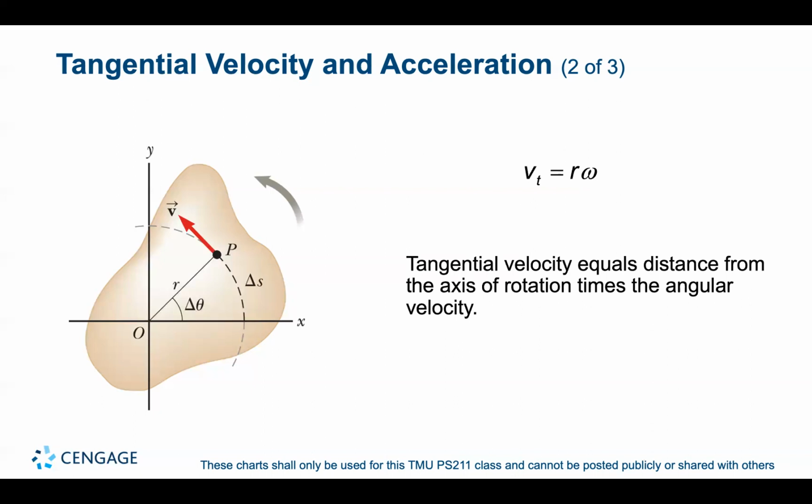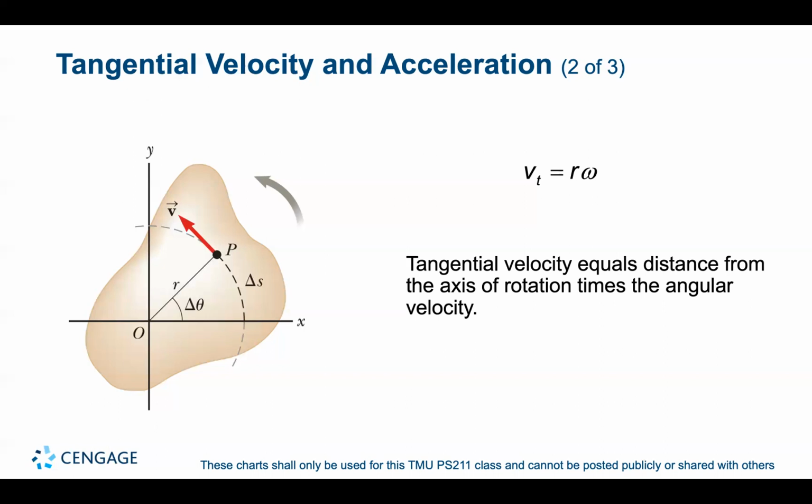As we just discussed in the figure, the point P traverses a distance delta s along a circular arc during the time interval delta t at a linear speed of v. The direction of P's velocity vector v is tangent to the circular path. The angular component of v is v_t equals r omega, which is called the tangential velocity of a particle moving in a circular path, written as shown. The tangential velocity of a point on a rotating object equals the distance of the point from the axis of rotation multiplied by the angular velocity.